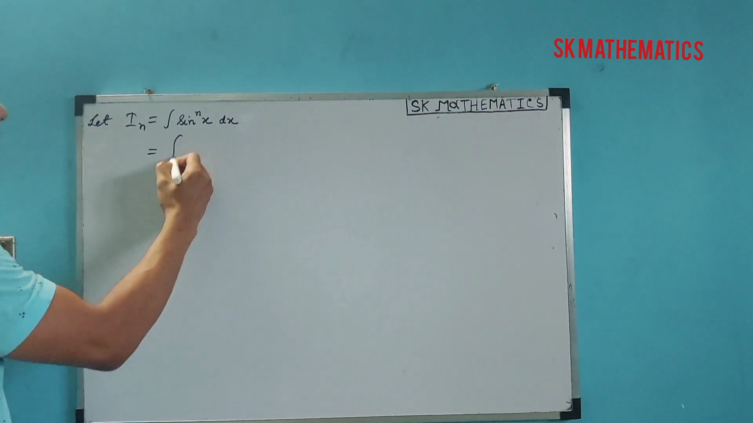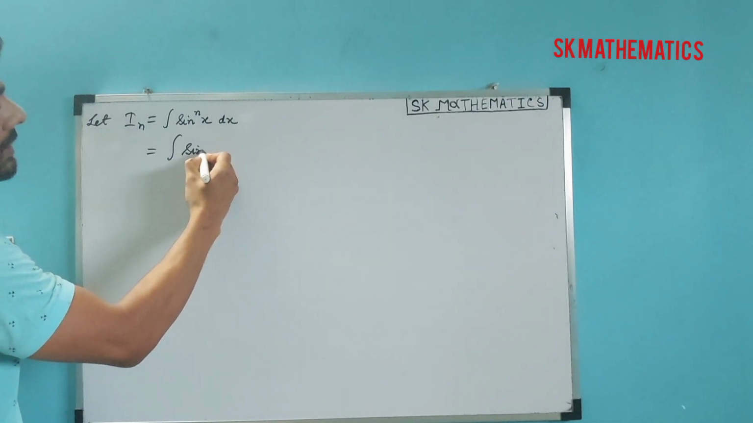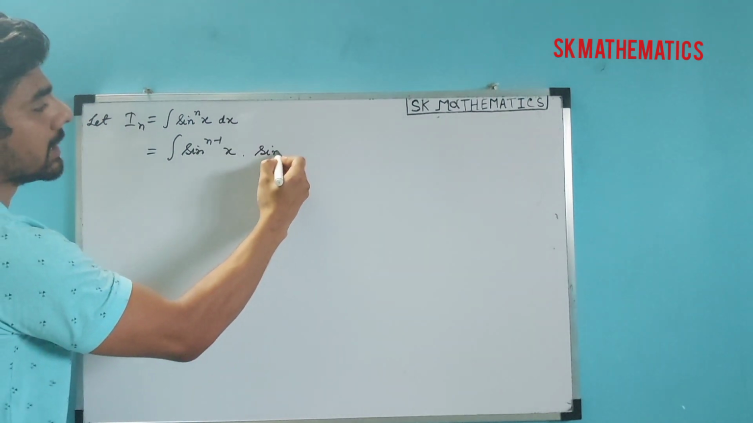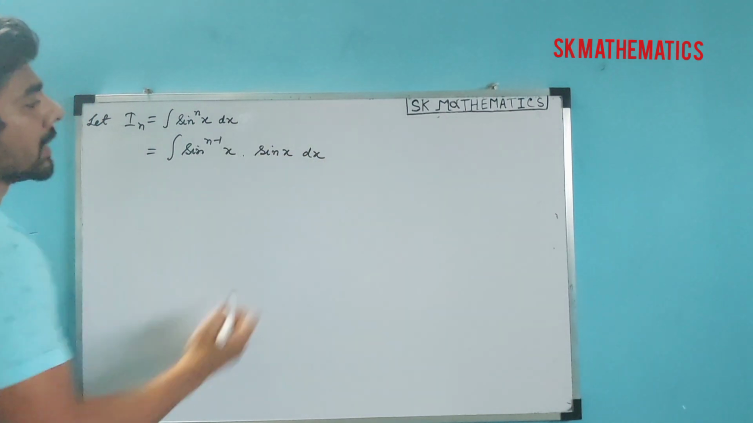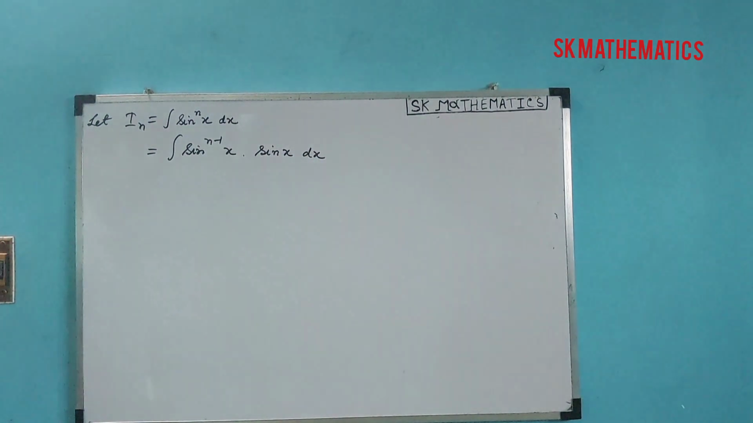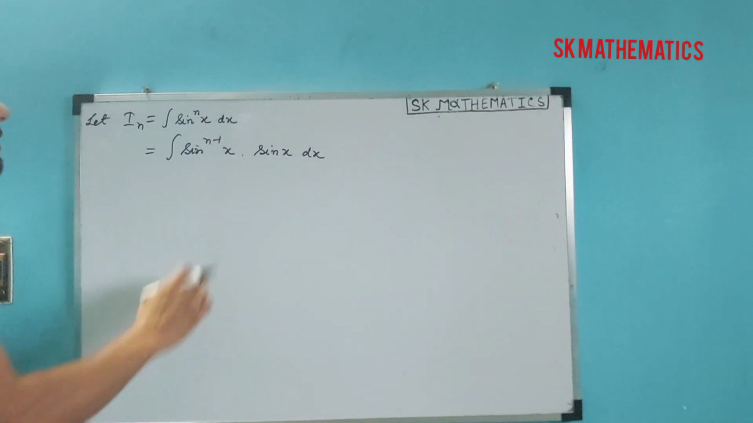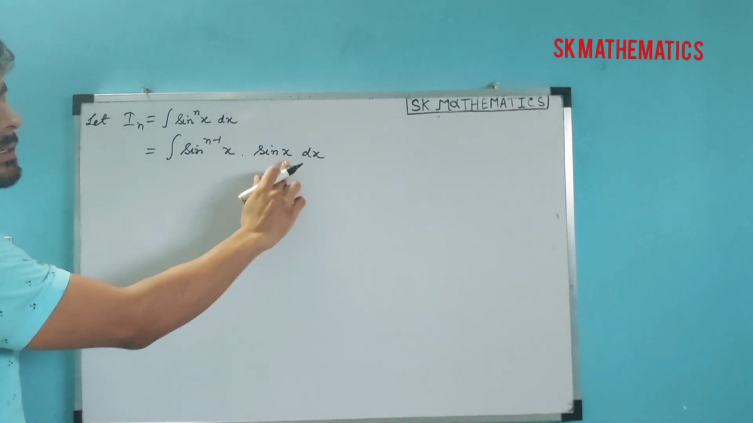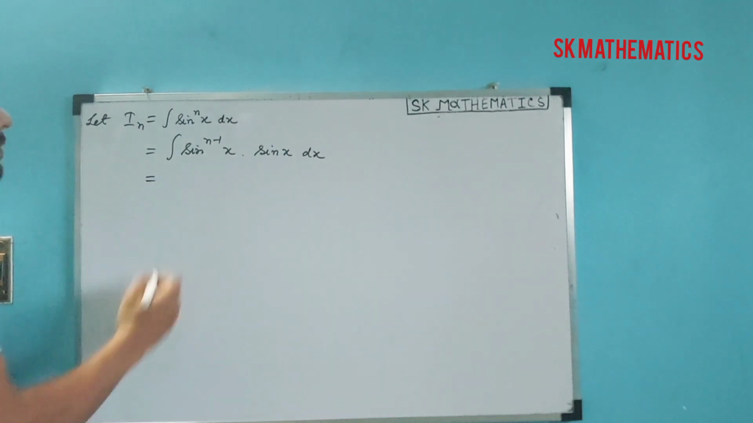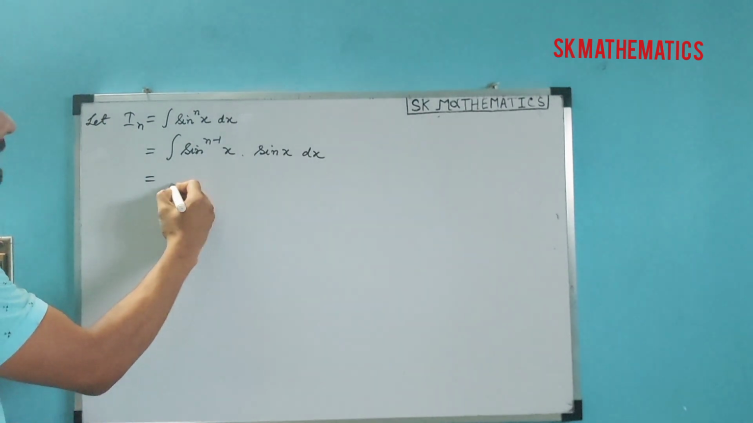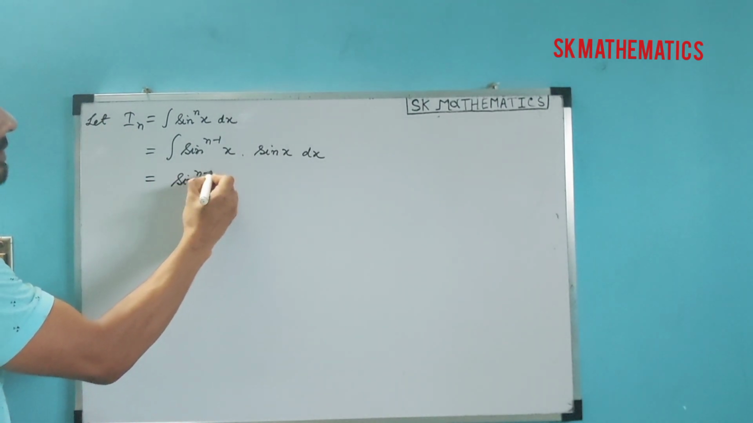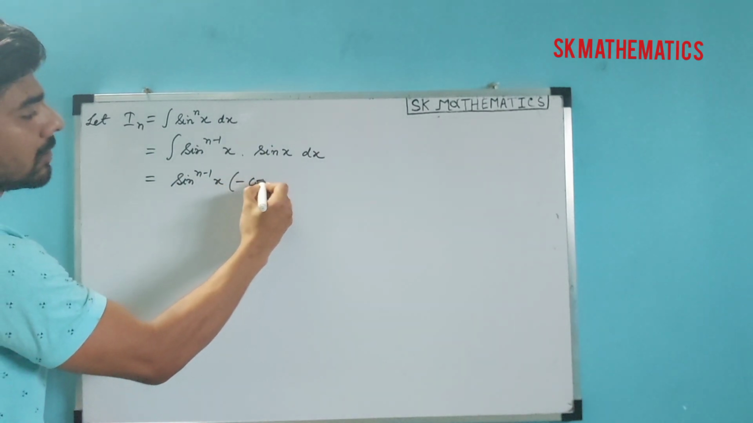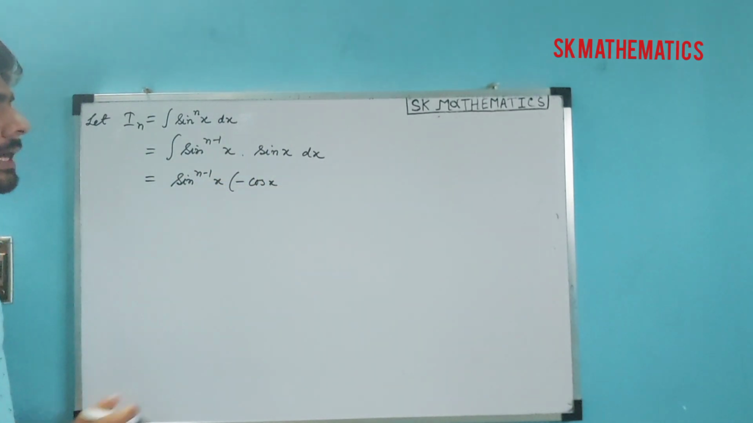Now we will divide it into two parts: sin^(n-1) x into sin x dx. Now to integrate this, we have to use the formula of integration by parts. So we will let this part u and this part v. By the uv formula we will get sin^(n-1) x into the integration of sin x, which gives minus cos x. I am doing it directly.